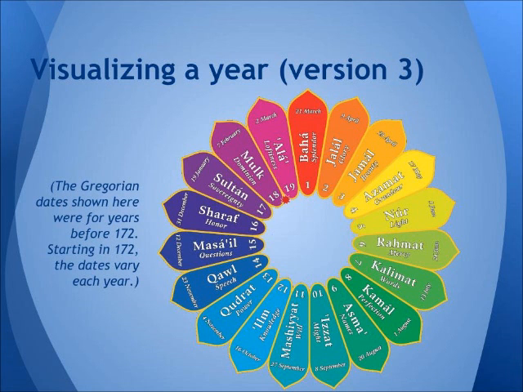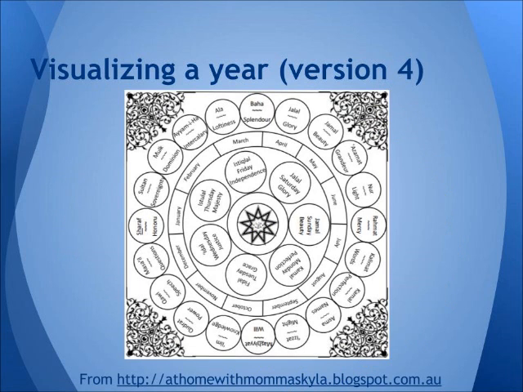And here's a beautiful version that many of you may be familiar with, showing the Gregorian dates before 172. But starting in 172, the dates are going to vary each year. Remember that. And here we have another year. This is our 4th version.